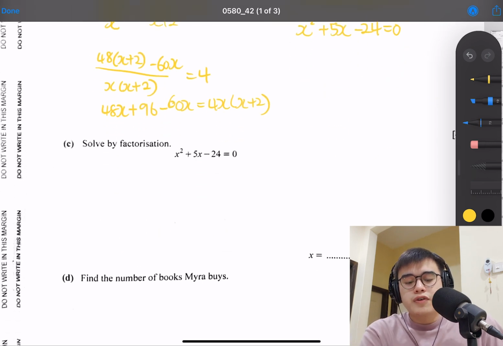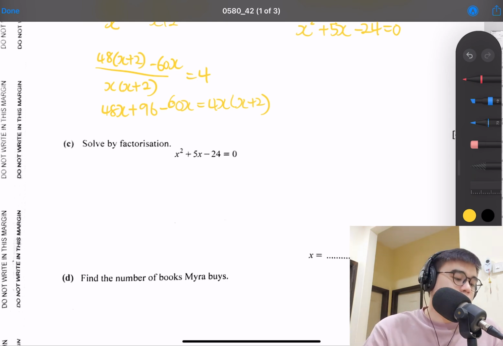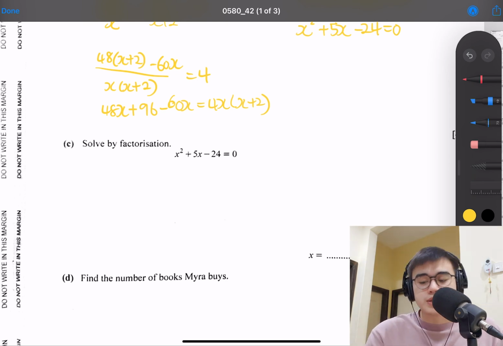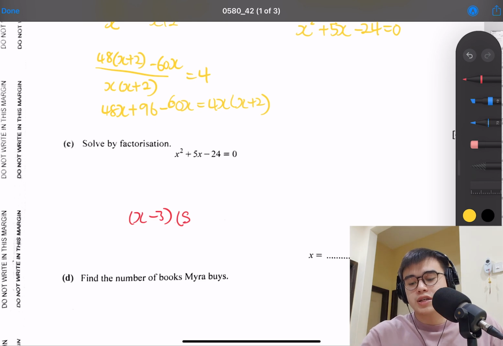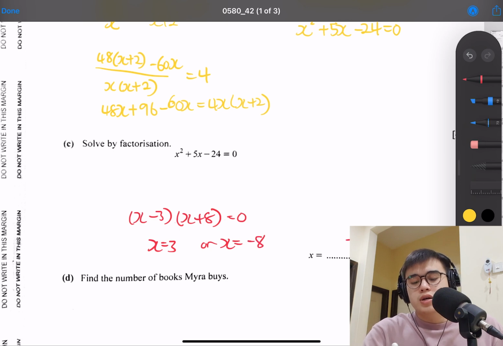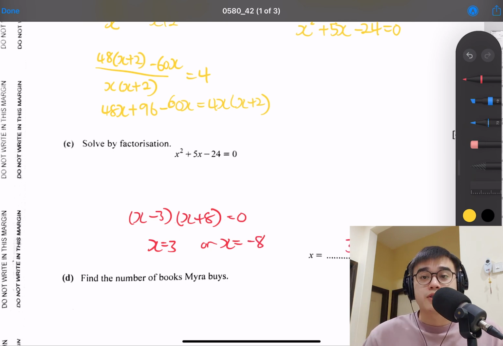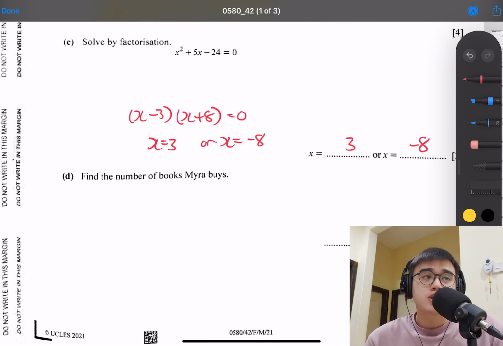So they want you to further factorize this. Pretty straightforward. You can actually rely on your calculator to get this done. You will get your answer as x minus 3 and x plus 8. So equals to 0, so x will be 3 or x equals to negative 8. Obviously the price of the books cannot be negative, so we must take our x as 3.